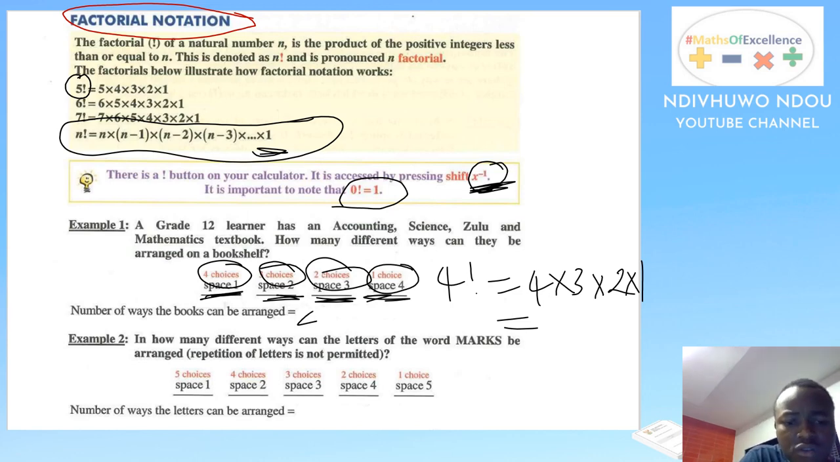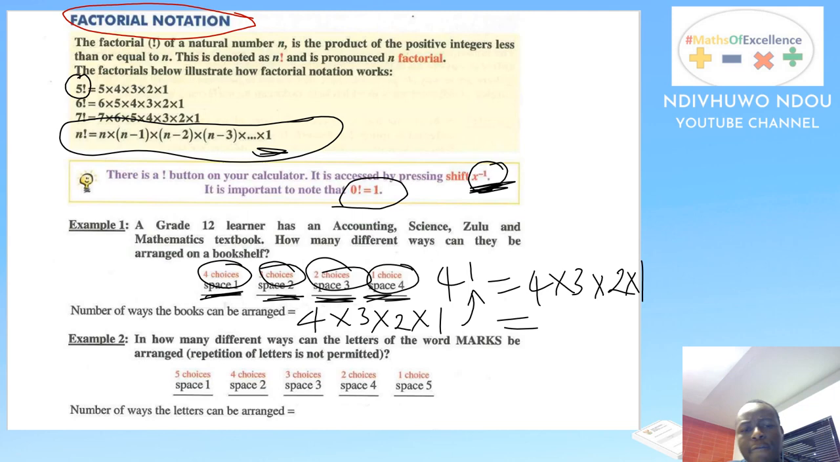So you can see it's basically 4 multiplied by 3 multiplied by 2 multiplied by 1, which is actually the same as 4 factorial, and you can use a calculator to get the answer. So using a calculator, 4 times 3 is 12, times 2 is 24, times 1 is still 24. So there are 24 different ways in which these 4 books can be arranged. I hope that made sense.